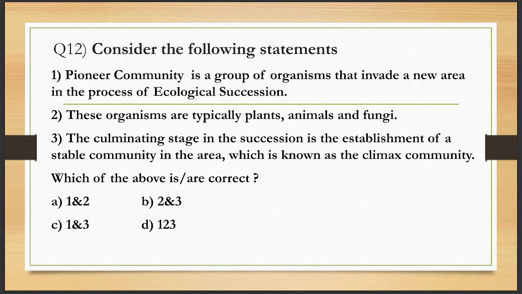Question number 12. Consider the following statements. First, pioneer community is a group of organisms that invade a new area in the process of ecological succession. Statement 2, these organisms are typically plants, animals and fungi. Statement 3, the culminating stage in the succession is the establishment of a stable community in the area, which is known as climax community. Which of the above is or are correct? A 1 and 2, B 2 and 3, C 1 and 3 or D 1, 2 and 3.